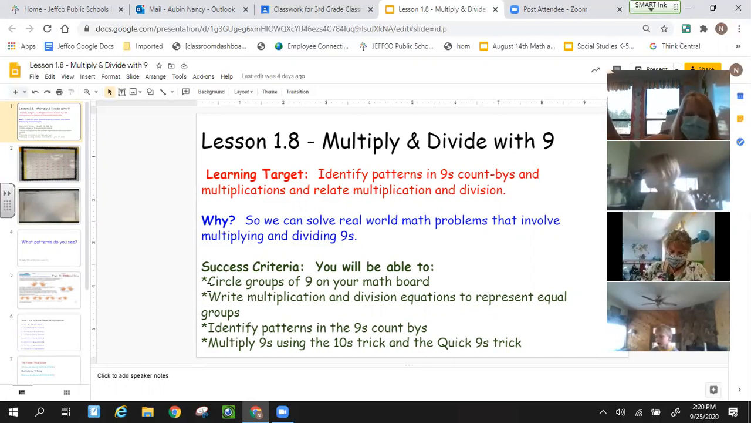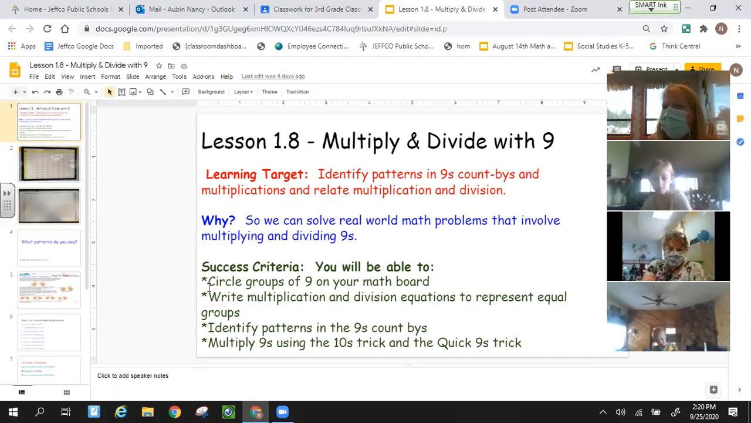Our success criteria today is we're going to circle groups of 9 on our math board. You guys know how to do that, so this should go pretty quick. We're going to write multiplication and division equations to represent our equal groups, because we know we need equal groups when we're doing repeated addition, which is multiplication. And then we're going to identify the patterns we see. And then I'm going to teach you some tricks because nines are not as easy as you would think.